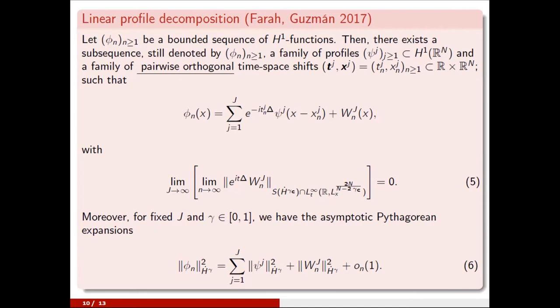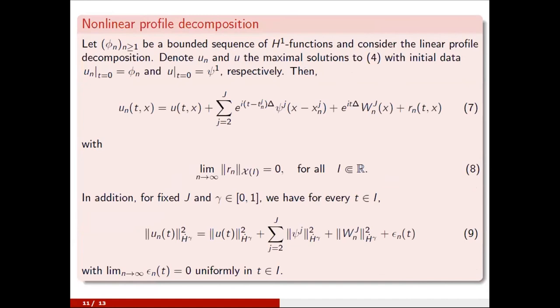Now u_n minus u_1. So this is what I call e^{itΔ}. Minus the linear solution of phi one, t_n, this one. Now I use the two decompositions. This one and the other one are the same. The difference is the first term and the last one, which is the remainder.